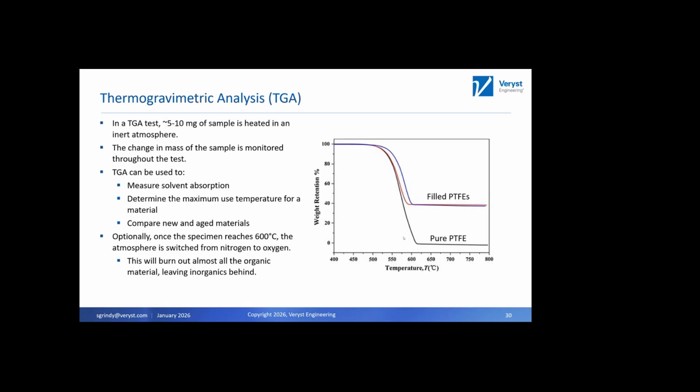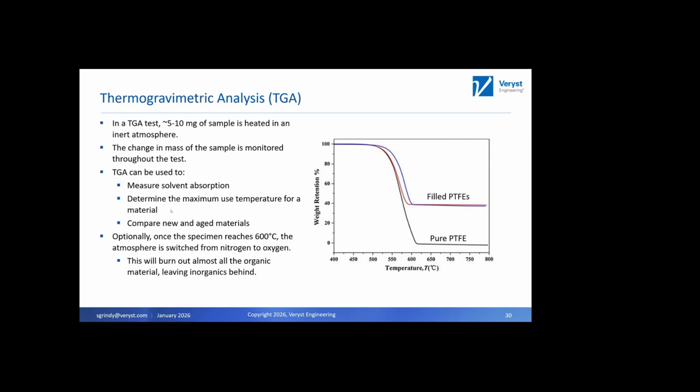The next technique I'm going to talk about just very briefly is called TGA, or thermogravimetric analysis. This is a bit more intuitive than DSC. So in this type of test, we take a similar small amount of material and we heat it up in an inert atmosphere. And all we're measuring is the mass loss of the sample versus temperature. And so TGA is largely used to do things like measure solvent absorption. So if you have moisture in your sample and you want to figure out how much there is, maybe compare different storage conditions or something like that, TGA would be very useful for that.